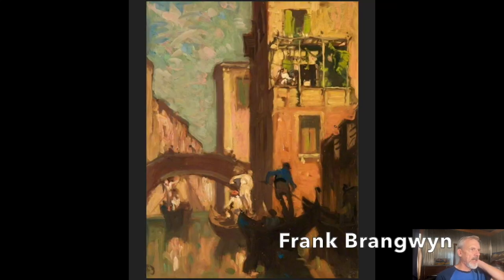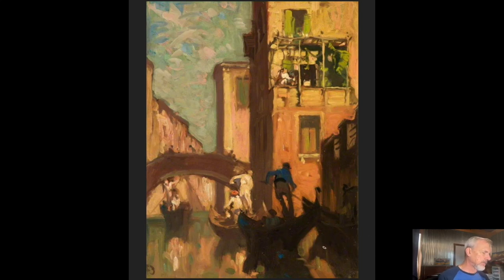Here's one by Frank Brangwyn. He was a British painter, again, turn of the century. I don't know what context these are in, whether they're just studies for bigger paintings. There's a lot of these of Venice he did. And there's not much color to them. It's basically blue and orange with maybe one or two other colors. He's got some green up here.